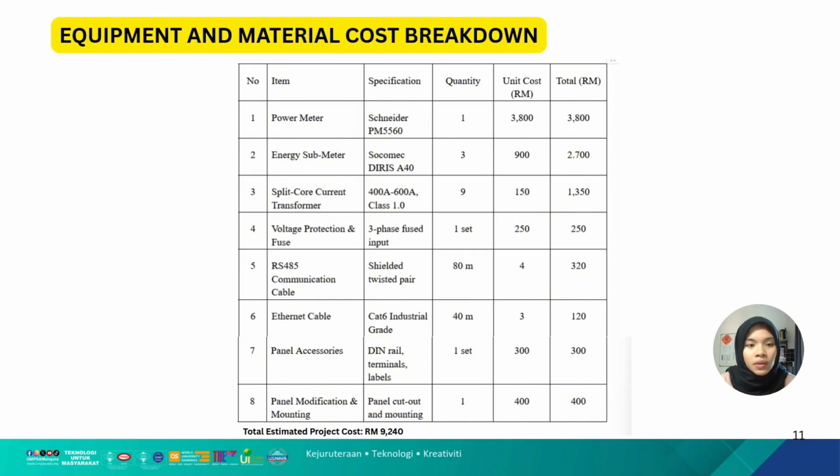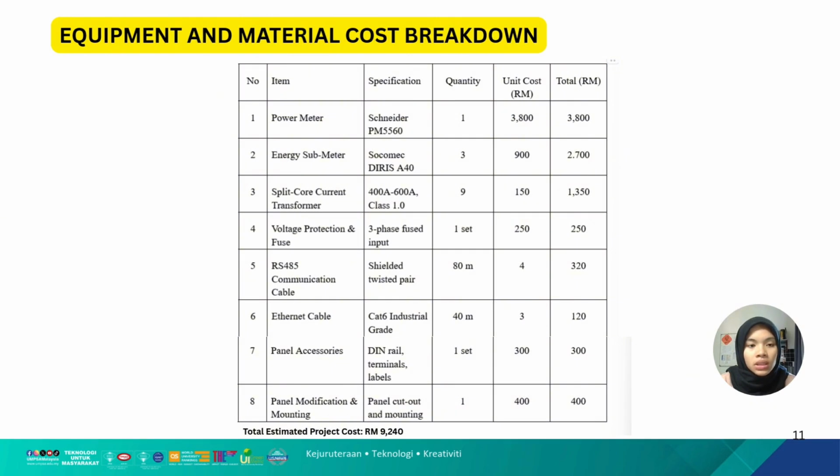Next is the energy submeter. The specification is Socomec Beres A40. We need 3 quantity, and the unit cost is 900, so the total for 3 is 2,700. The third one is the split core current transformer.